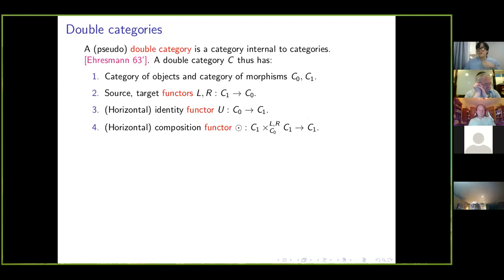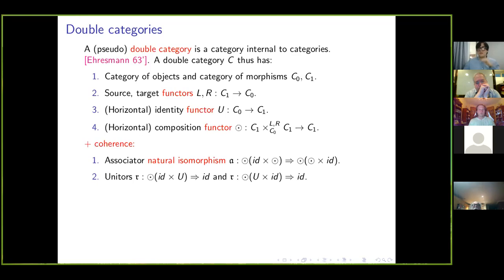We assume that this satisfies the usual conditions that source, target, identity, and composition functors satisfy in a category, but we don't assume that the composition, or as we call it, the horizontal composition, is strictly associative or unital. So we assume that this is associative and unital up to natural isomorphisms, which we call associators and unitors.